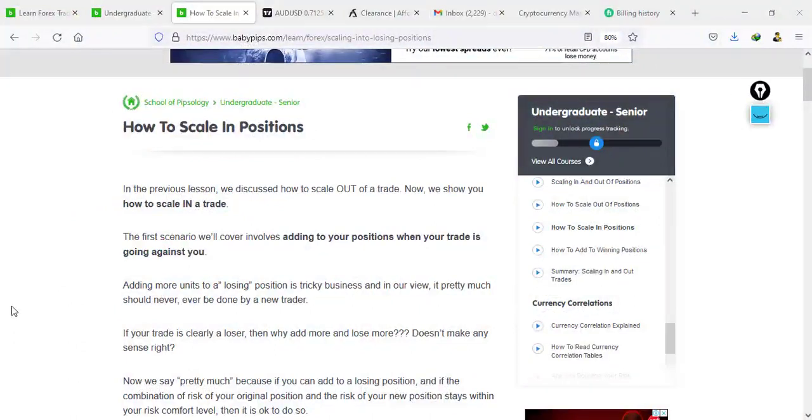So now, scaling in means adding to your positions when your trade is going in your favor. Okay, now we're going to consider two examples. The first scenario will cover adding to your positions when your trade is going against you, adding more units to a losing position. Okay, this is a tricky way anyway, but you will understand it right now.